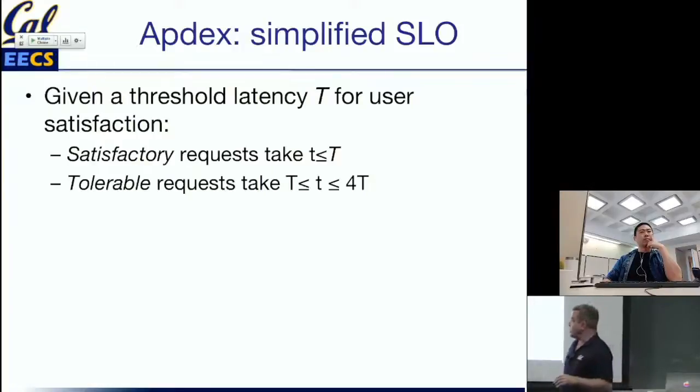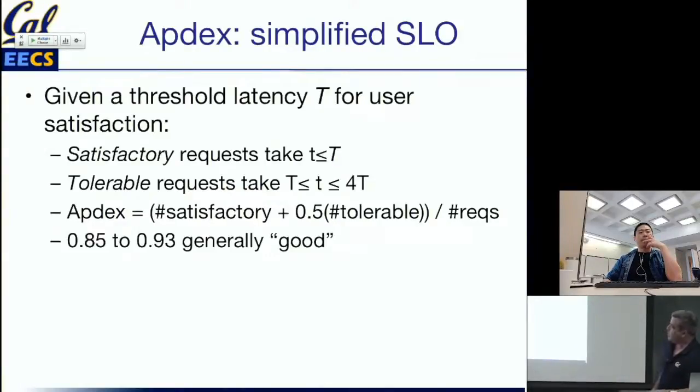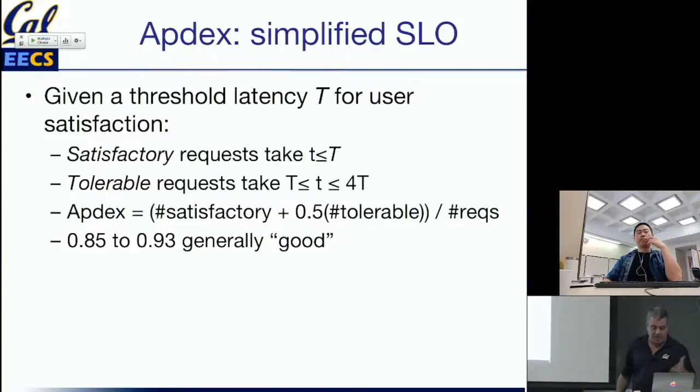So the way to think about this is you get full credit for requests that come in under the threshold. You get half credit for requests that come in between the threshold and 4 times the threshold. And then that fraction of the total requests is your Apdex score. So it's pretty easy to see that if all of your requests come in under the threshold, this simplifies out to 1. Something in the range of 0.85 or above is generally good. Most sites that have some credibility will shoot for the high 90%.